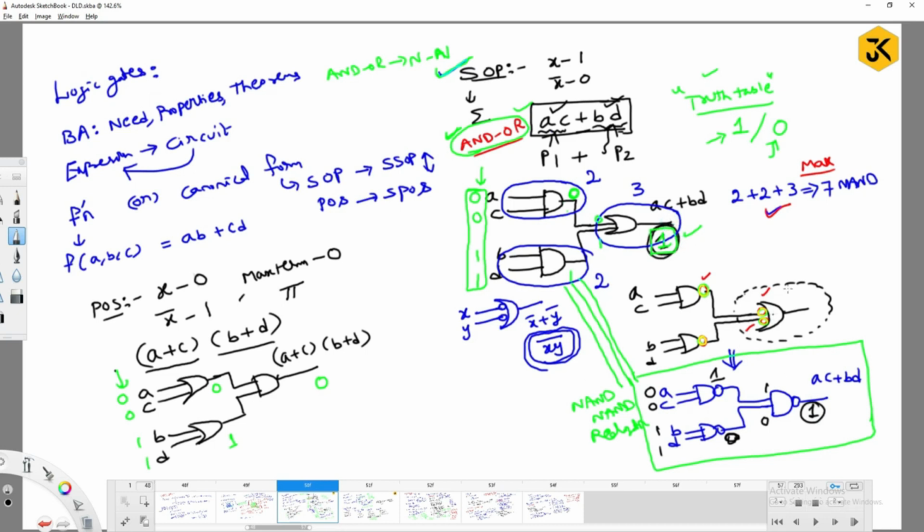But the thing is, industry has the advantage that they can produce only NAND gates. See here, in this particular representation, we have a maximum of 7 NAND gates. Here, in this particular representation, we require 3 gates. This is the best circuit.